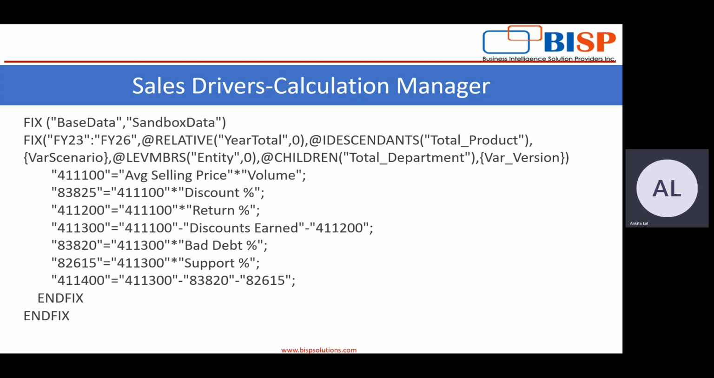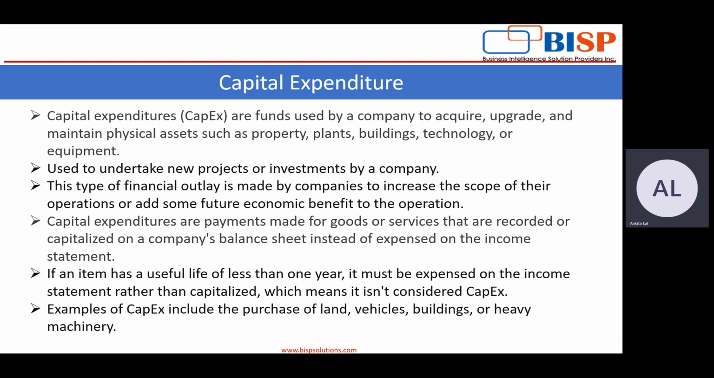Now we will move forward to the next topic for the day, which is capital expenditure. So first, what is capital expenditure? Capital expenditures are funds used by a company to acquire, upgrade, and maintain physical assets such as property, plant, buildings, technology, or equipment. It is basically used to undertake new projects or investments. This type of financial outlay is made by companies to increase the scope of their operations or add some future economic benefits to the operation.